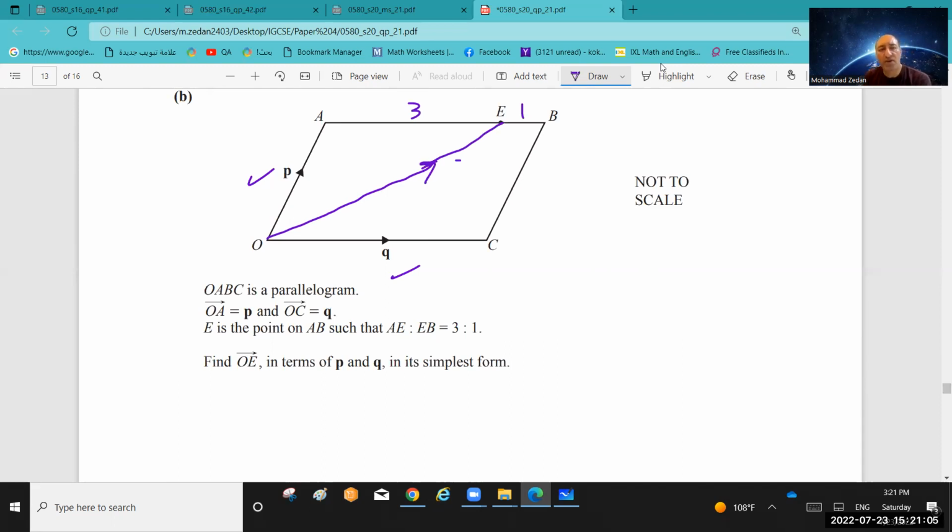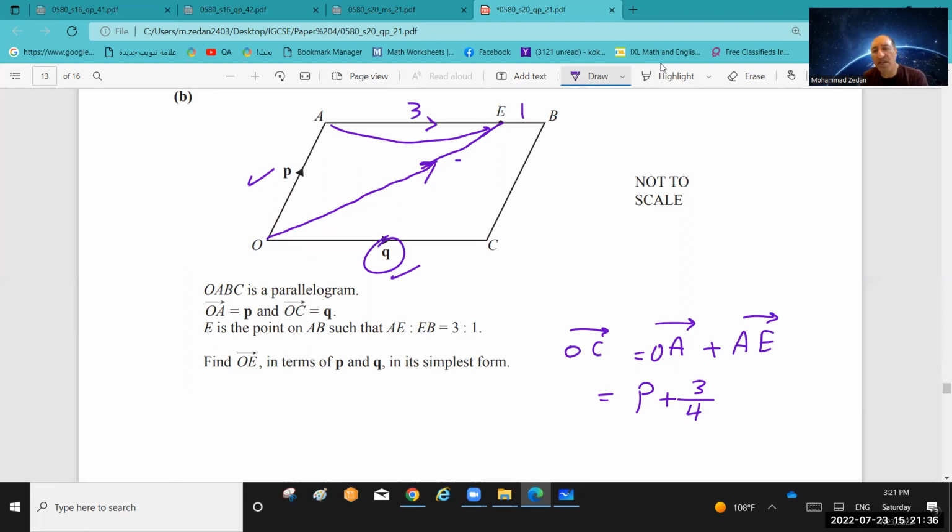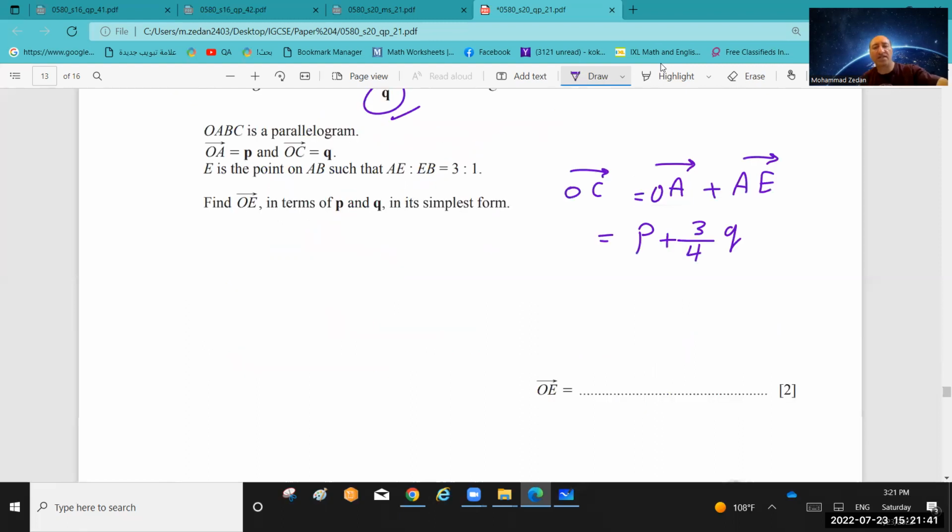Now, the vector OE is simply OA plus AE, according to the triangle rule. OA is vector P, plus AE, only this vector, which is 3 parts out of 4 parts of AB. AB is the same as Q, because opposite sides of a parallelogram are congruent. So AE is 3/4 of the vector Q. So P plus 3 over 4 Q, that's the answer. It's a very easy question.